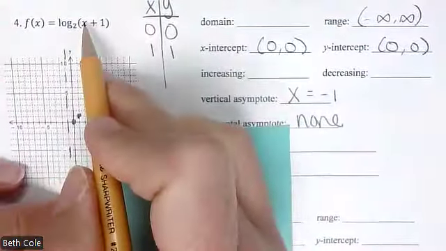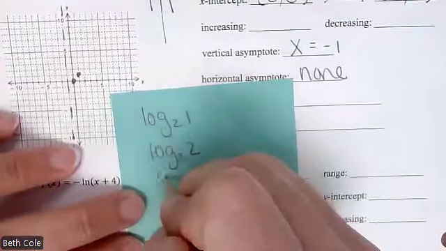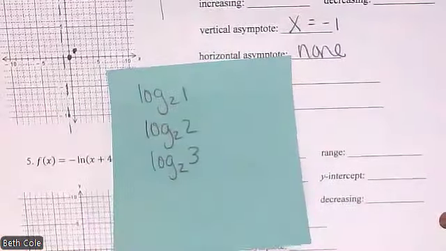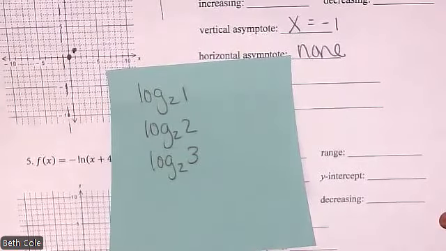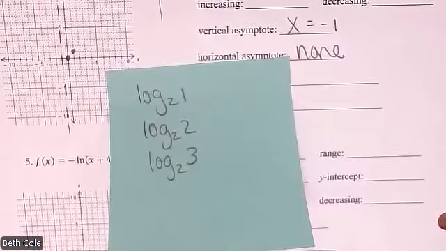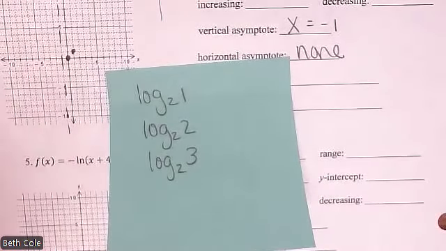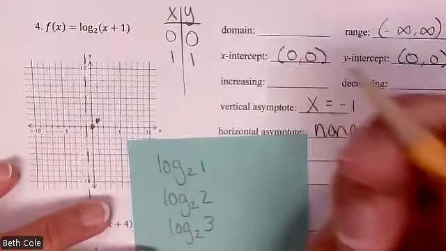If you plug in 2, 2 plus 1 is 3, and you end up with log base 2 of 3, which is some number, but without a calculator I don't know what it is because it's going to be a weird decimal. This is 2 to what power gives you 3? I mean, it's something. Do you know what I'm saying? But I don't know what it is. So let's not try that. What number do we want to plug in?